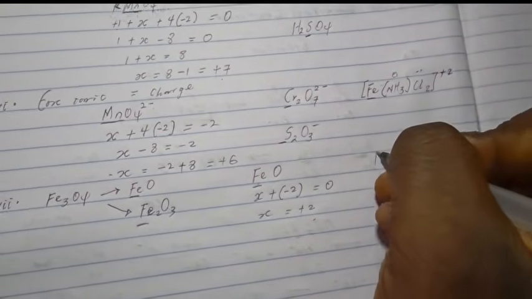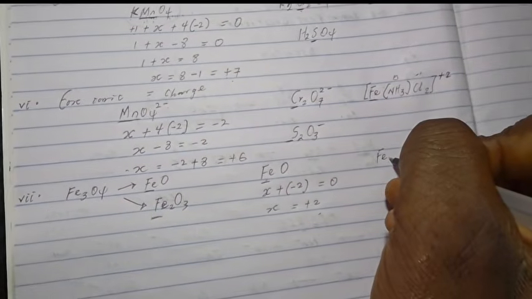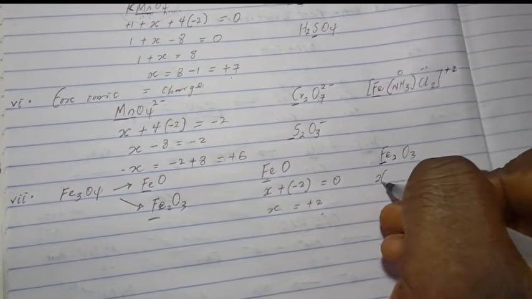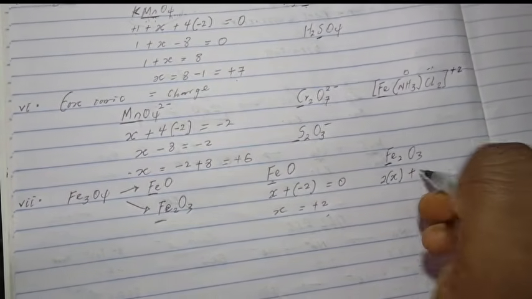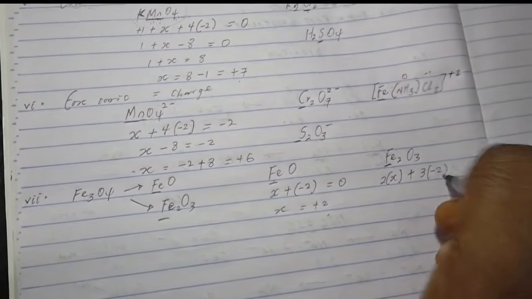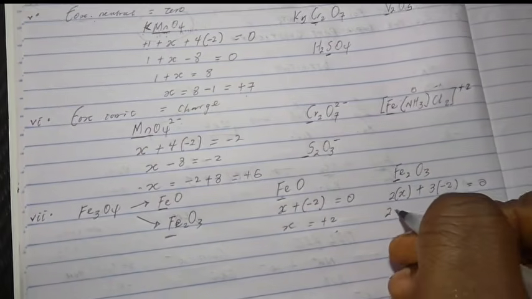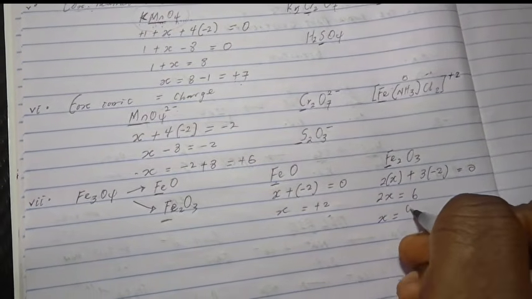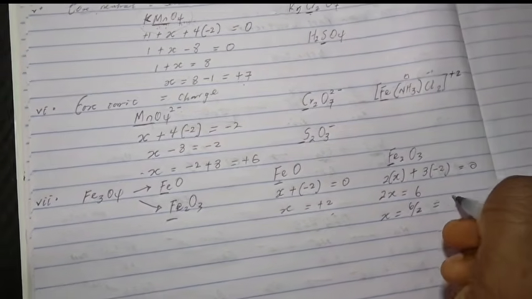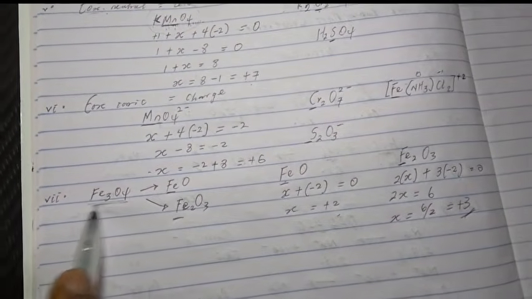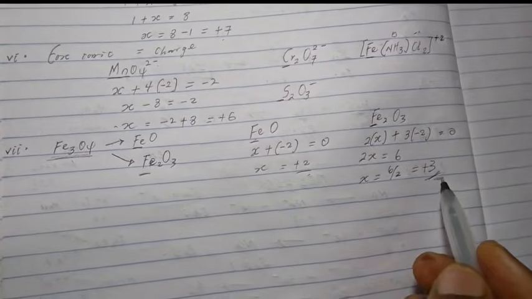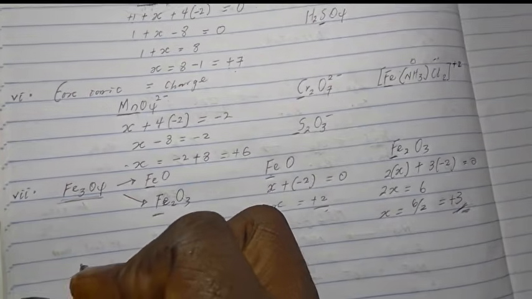Now look at it in Fe2O3. Let's solve for iron here. We're going to have 2 times X plus 3 times minus 2 equals 0. So 2X is equal to 6, right? Then X is going to be 6 by 2, and that is plus 3. So you can see in this same compound, iron has an oxidation state of plus 2, and it also has an oxidation state of plus 3. You can have a case like that too.